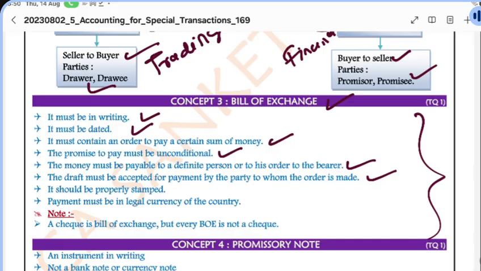That is what I said, unless Tejas accepts the bill. That means, unless the drawee signs, we cannot call it a bill of exchange. It must be duly accepted. Are you clear with it?